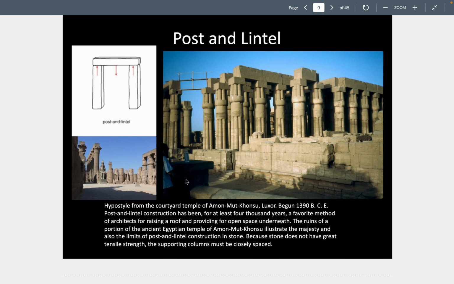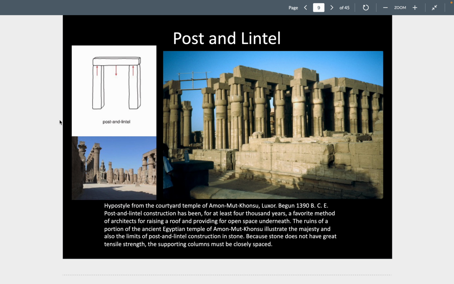So post and lintel, we see this in really old structures. In fact, the two posts, the stones that are upright, and then the lintel that goes over it, we have seen this at Stonehenge. And so we know that this can go back at least 5 or 6,000 years minimum.